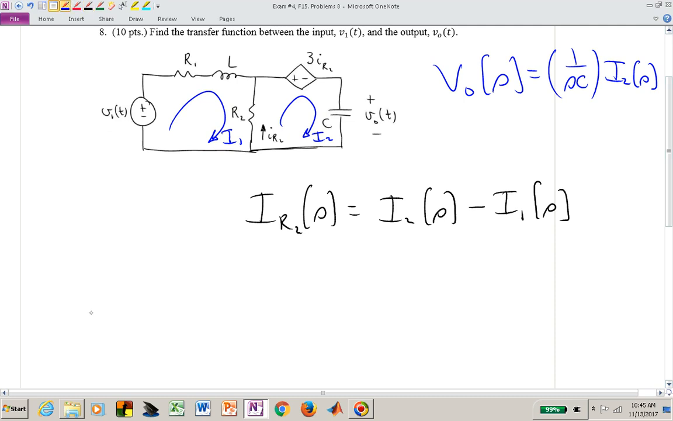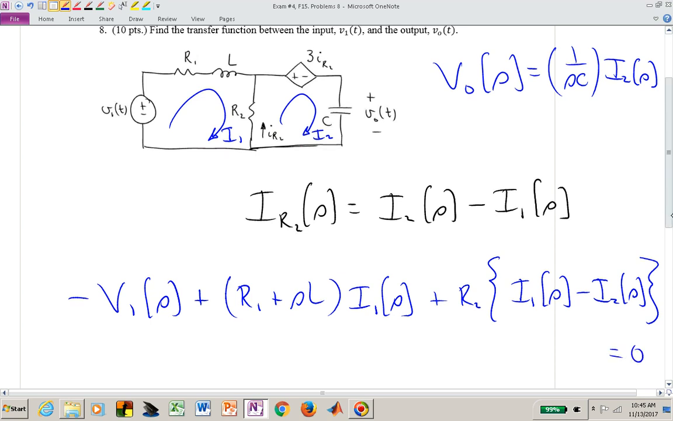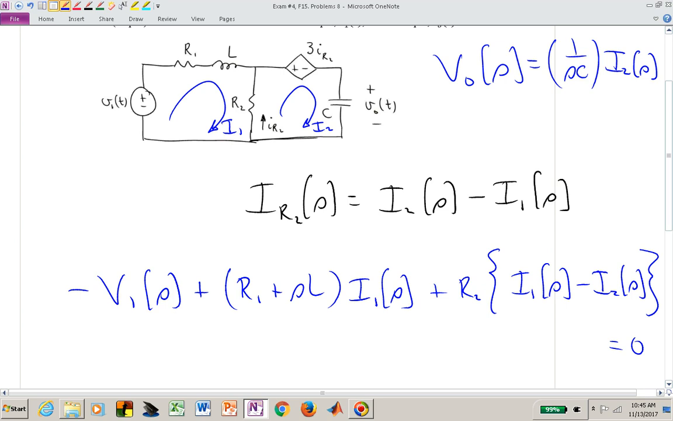I now have for the leftmost mesh, minus V sub 1 of S plus, and I'll just go ahead and combine those first two horizontal impedances, R1 plus SL times I sub 1, and that's a function of S, plus R sub 2 times the net current flowing down in that middle branch, and that's R sub 2 times I1 minus I sub 2, and that's equal to 0. That's pretty clean. Now let me write the KVL in the second mesh.